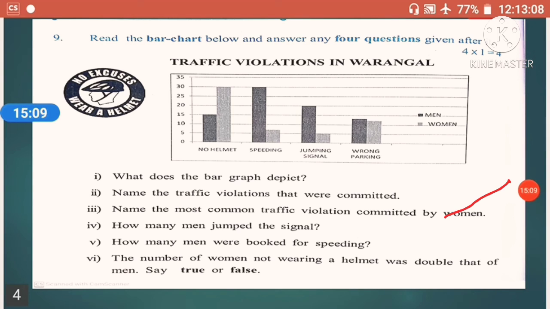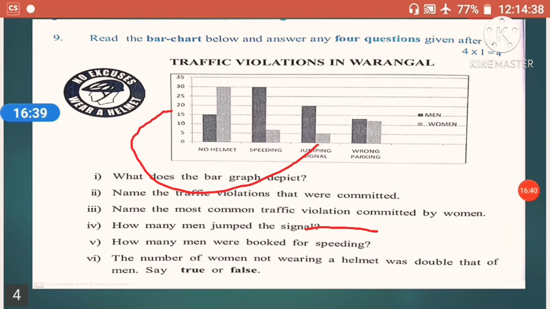Now let's see the third question. Name the most common traffic violation committed by women. So the most common traffic violation committed by women is wearing no helmet. You can see here by the graph, you can understand. And let's observe this fourth question. How many men jumped the signal? So as per the given graph, 20 men a day are jumping the signal.